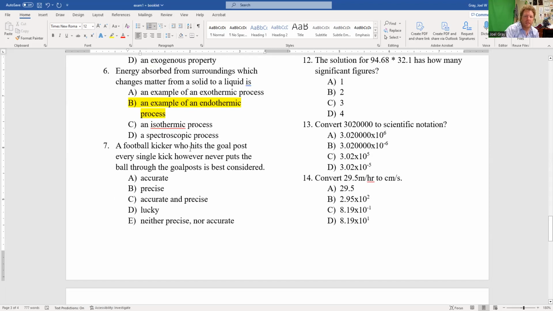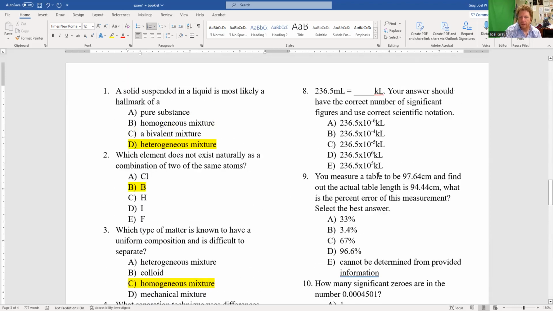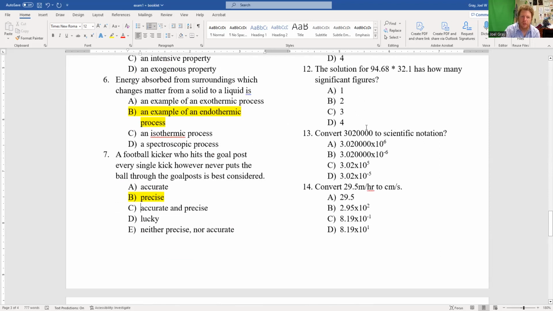A football kicker who hits the goalpost on every single kick, however, never puts the ball through the goalposts, is best considered accurate, precise, accurate and precise, lucky, neither precise nor accurate. I would say that since they hit the goalpost every single time, without fail, that is reproducibility. However, that's not hitting their objective. So that would be precise, but they're not going to be described as accurate. So A is out because they're not accurate. C is out. D is not really how we'd evaluate someone empirically. And so then our best answer is B.